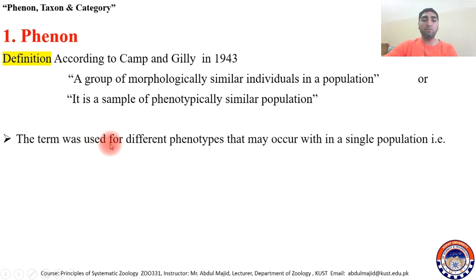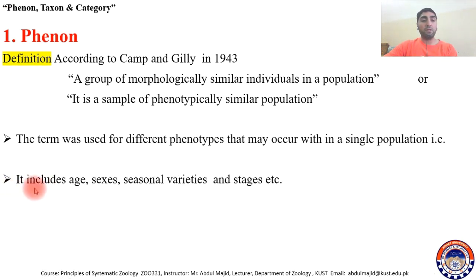The term was actually used for different phenotypes that may occur within a single population. For example, it includes age, sexes, seasonal varieties, and stages. For example, old people have similar physical appearance, so there is one phenon. The teenagers have a similar appearance, so there is another phenon. And then the children, the infants, again have a similar physical appearance, so that is another phenon.